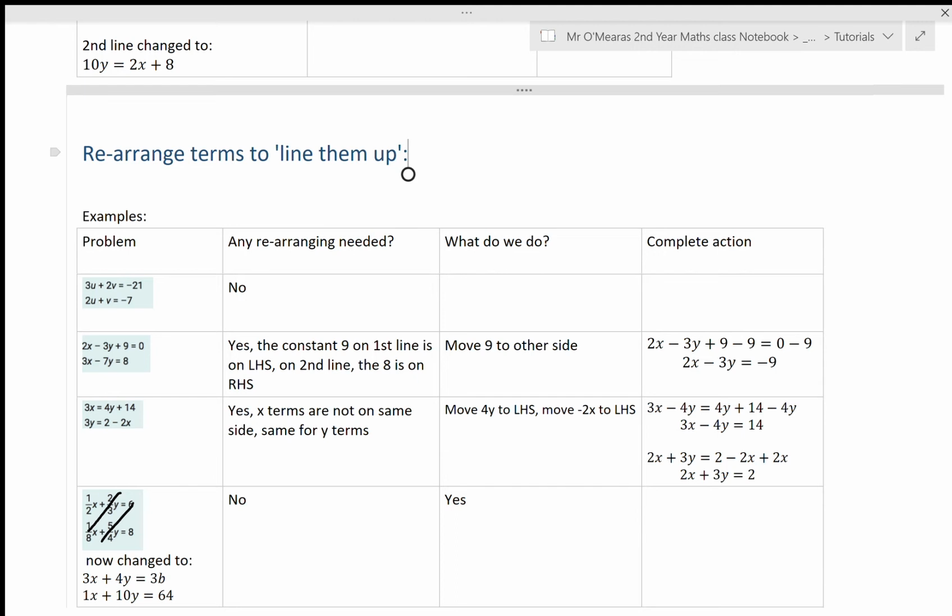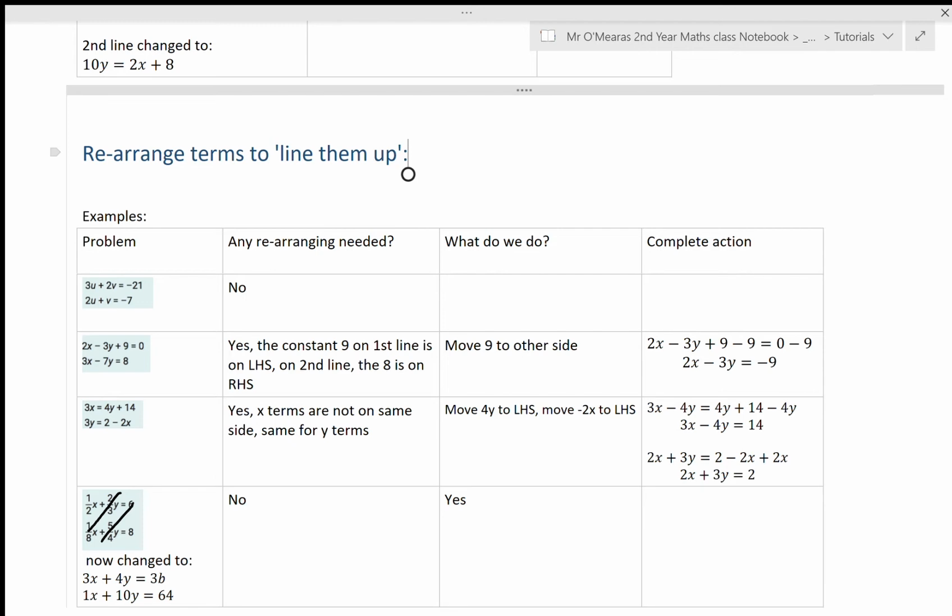So basically we've decided we're going to move the 9 to the right hand side, and you do that by subtracting 9 from both sides. Okay, so just on the first line we're subtracting 9 on both sides. So if we look over to the right hand side where it says complete action, we've gone from 2x minus 3y plus 9 equals 0 to 2x minus 3y equals minus 9.